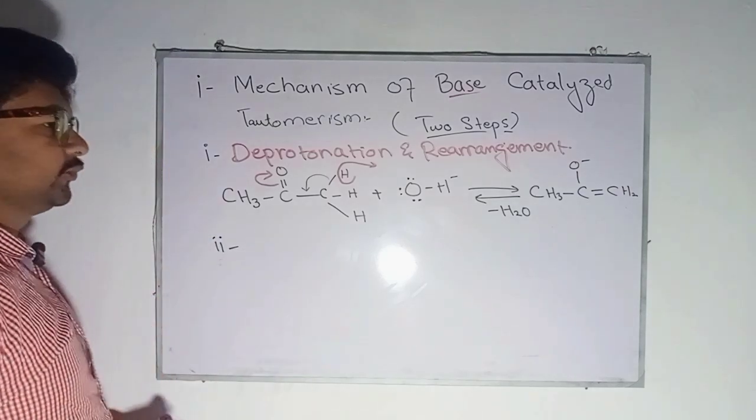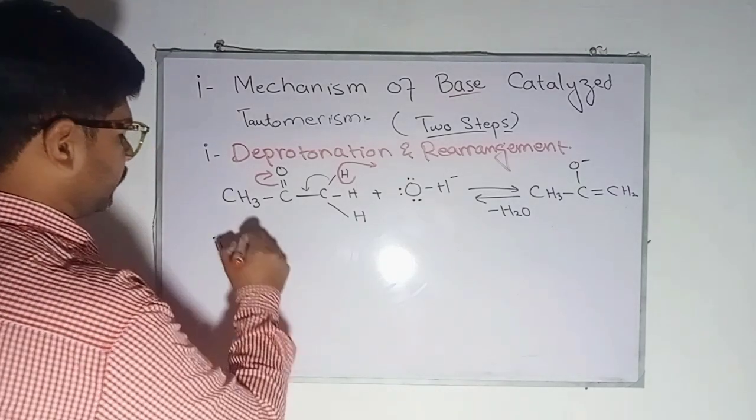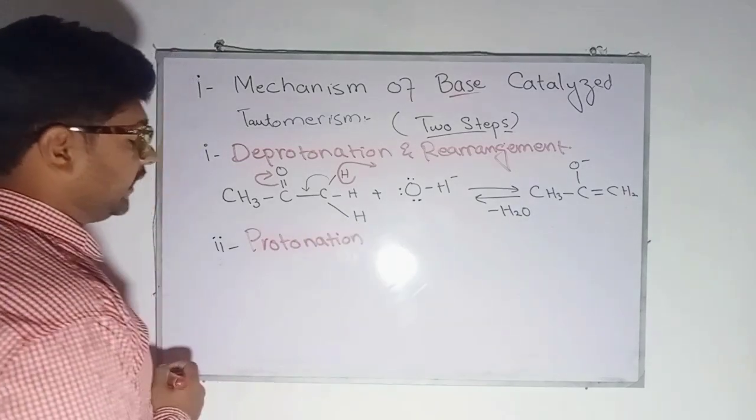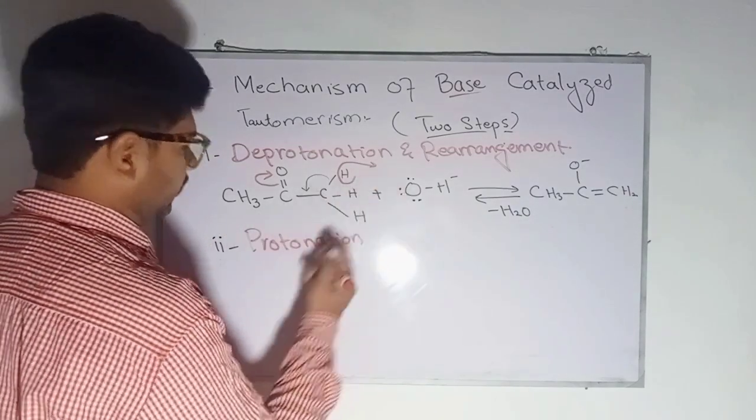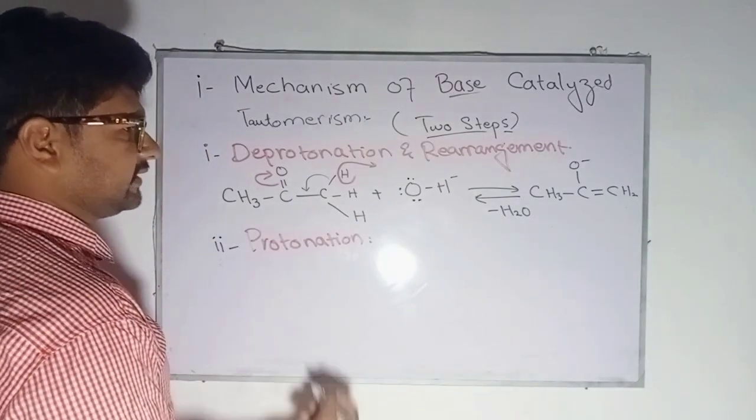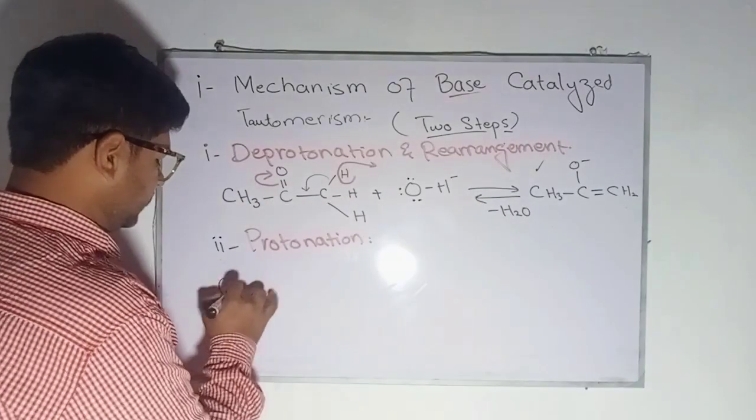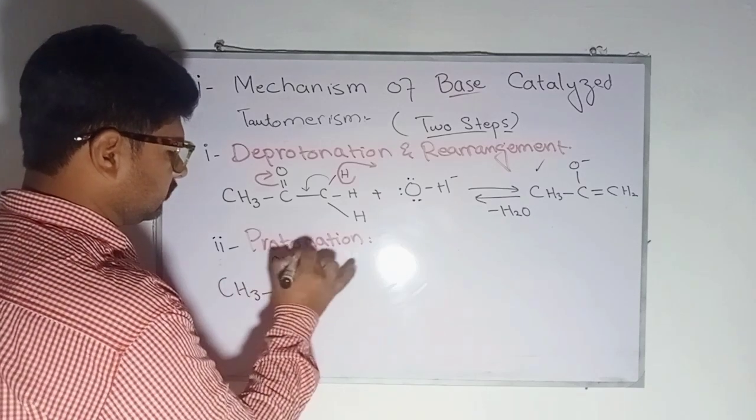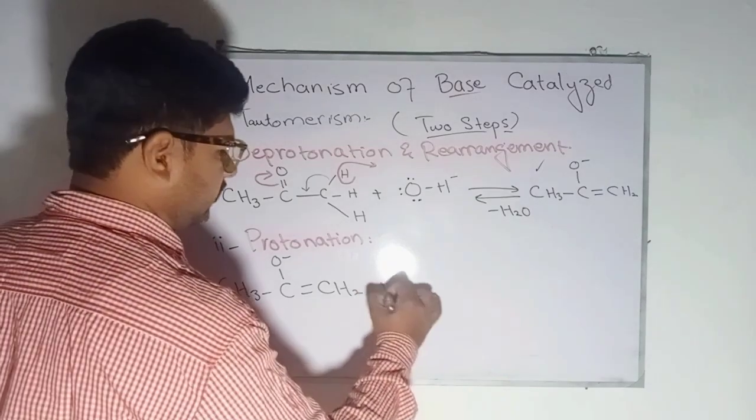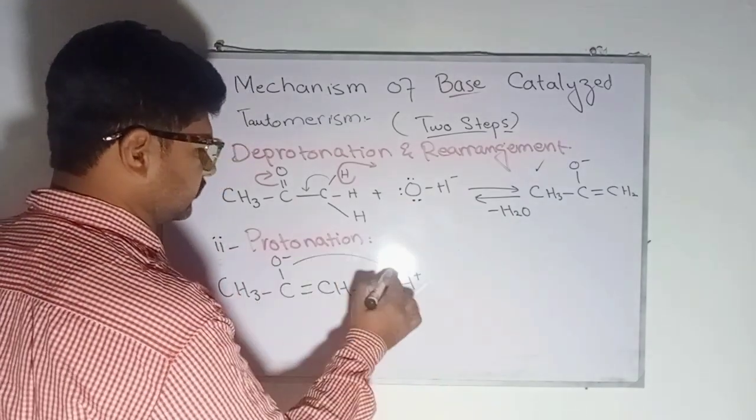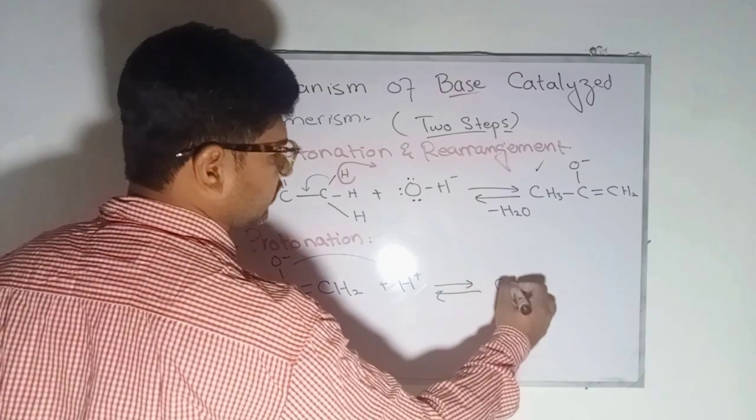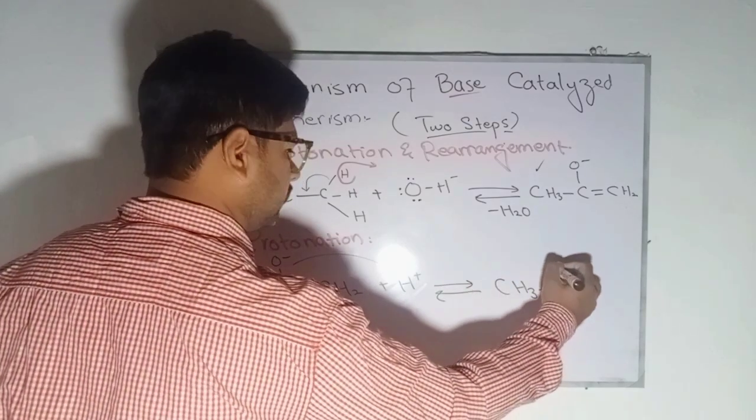In step number 2, protonation will take place to get our desired tautomer. So, in this case, we will write up this intermediate again, and we'll make it react with a proton. So, it will take up the proton and we will get our enol.